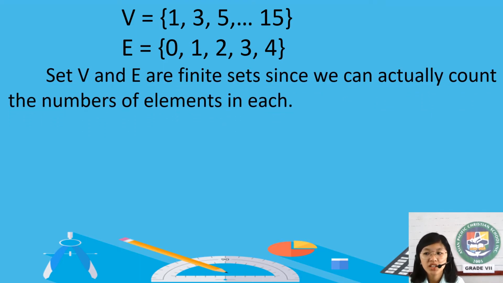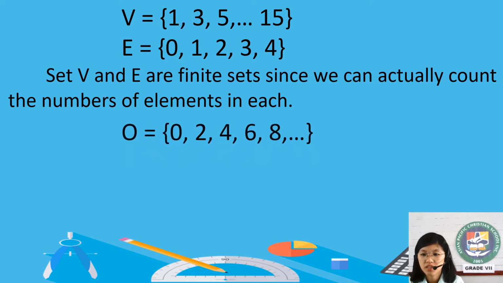Bakit? We can actually count the number of elements in each. So, for example, dun sa set V, yung mga elements are 1, 3, 5, 7, 9, 11, 13, and 15. So, they are 8 elements. And sa set E, we have 0, 1, 2, 3, and 4. So, 5 elements.